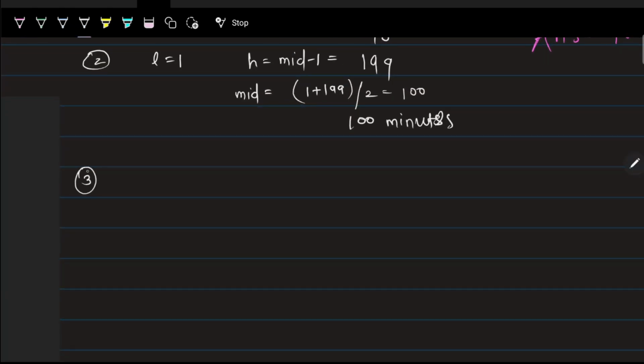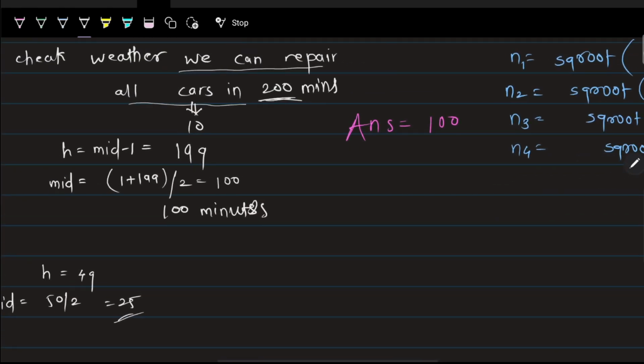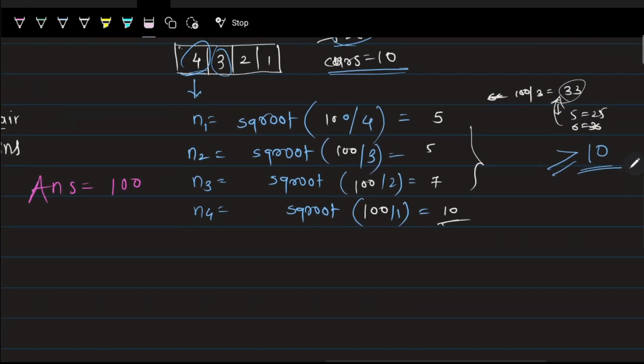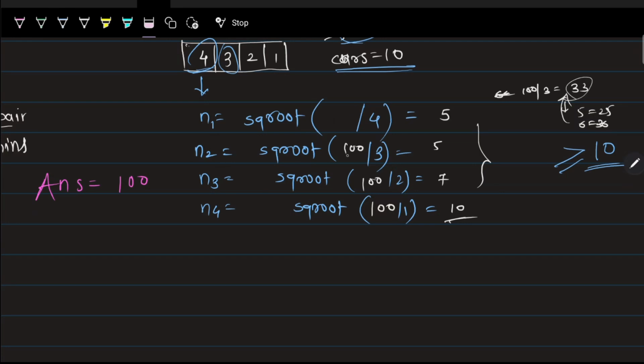So in my third step, I would just say my low is the same, my high would become mid minus 1, that is 100 minus 1, that is 99. So again my mid is now 50 by 2, that is 25. Correct? Makes sense? So now I have to try whether I can repair all cars within 25 minutes, using the rank of the repair. So same thing, instead of this 100, now I will put here 25.